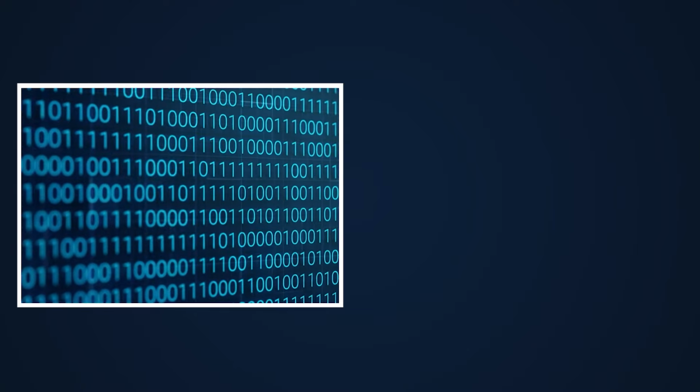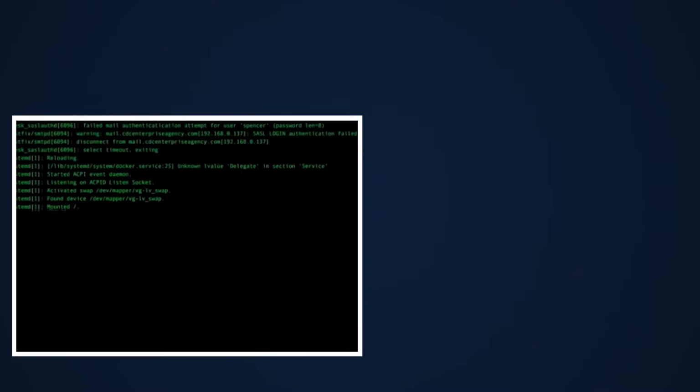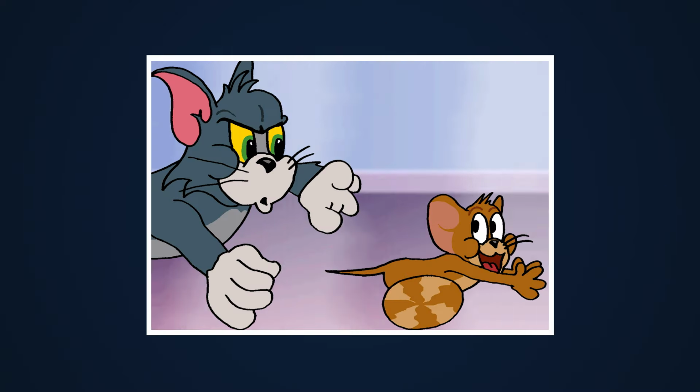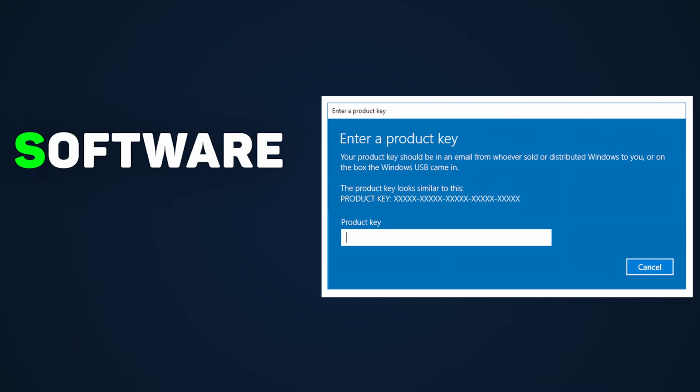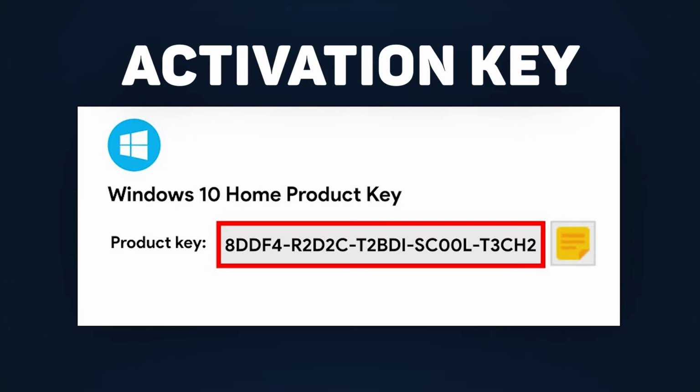Machine code is anything but pretty, resembling a book where every word is replaced with numbers. Once the code is translated into this cryptic machine language, the game of cat and mouse begins. Software activation checks are the first line of defense, designed to keep the program locked up tight unless you've got the golden ticket, your activation key.